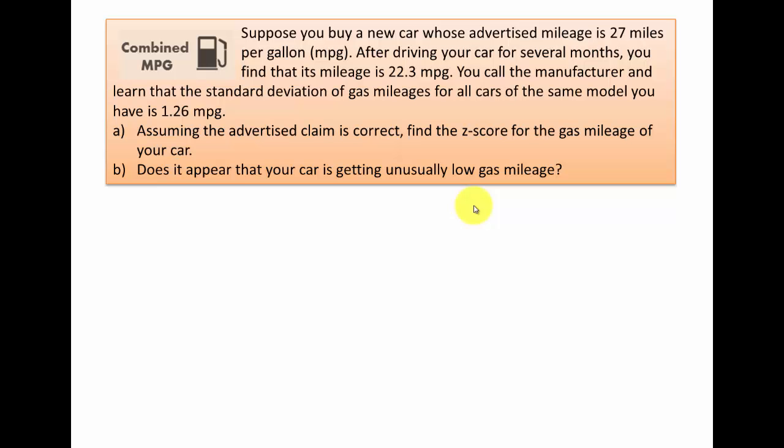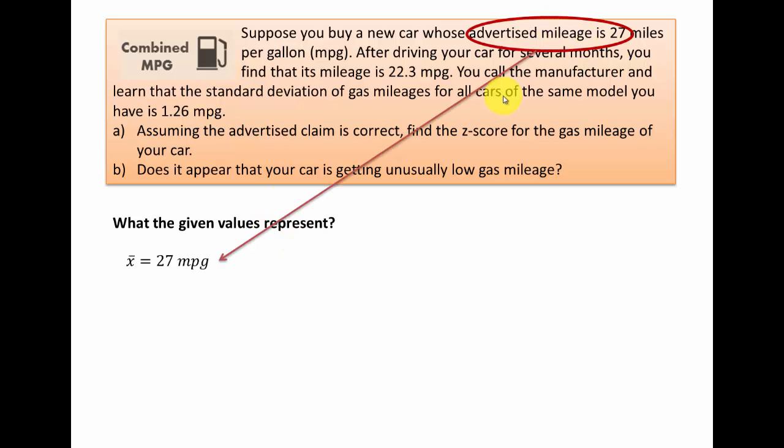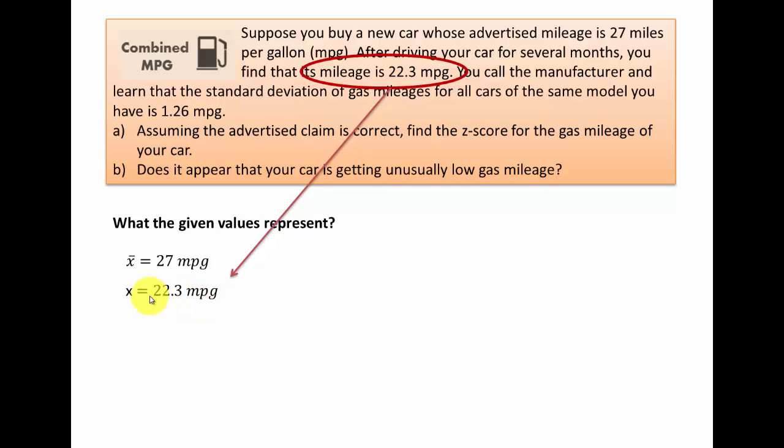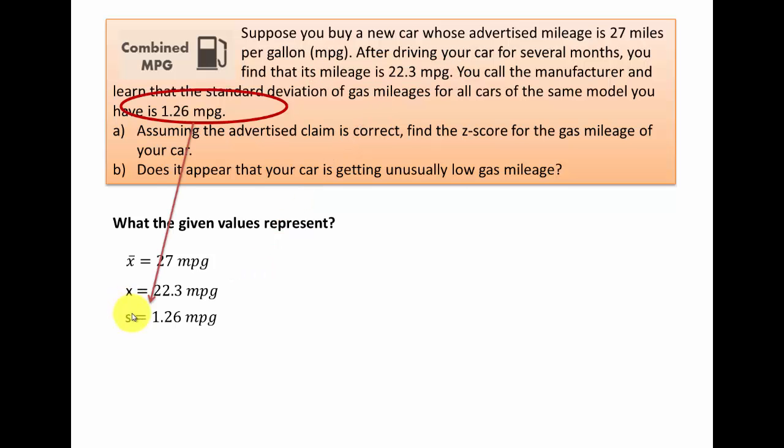Let's begin by identifying what all the values in the problem represent. The advertised mileage, 27, is the mean x bar. The mileage of your car is 22.3 mpg, and we denote this with x. We also know that the standard deviation is 1.26 mpg.